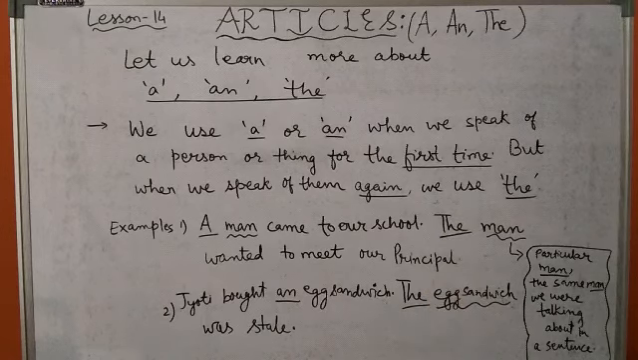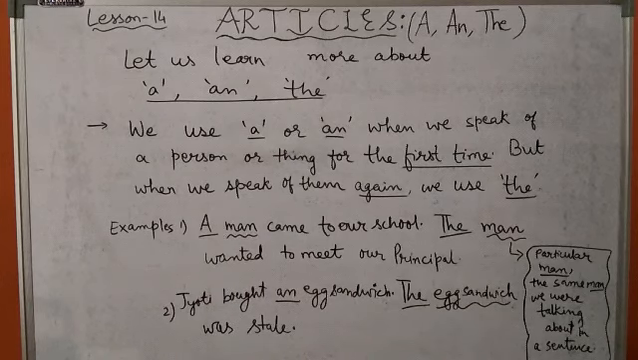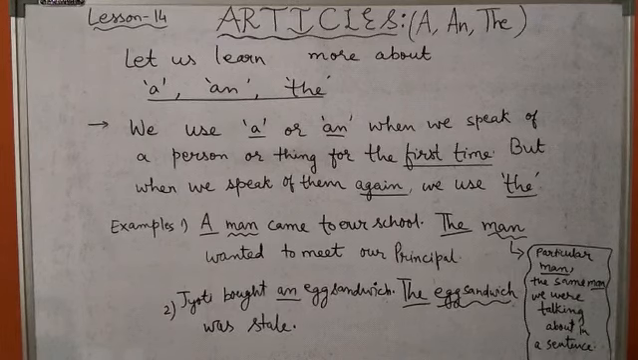Number two, example: Jyoti bought an egg sandwich. Now here, according to the vowel sound, E is there, so we have put an egg sandwich. The egg sandwich was stale. Now here, the egg sandwich word is repeated again, so we have to put the, because it is a particular thing and it is a repeated word. So, according to the rule, these are the examples of the rule sentences.